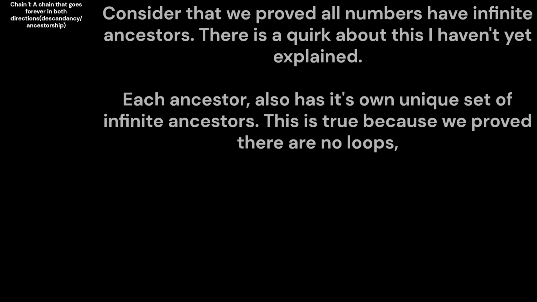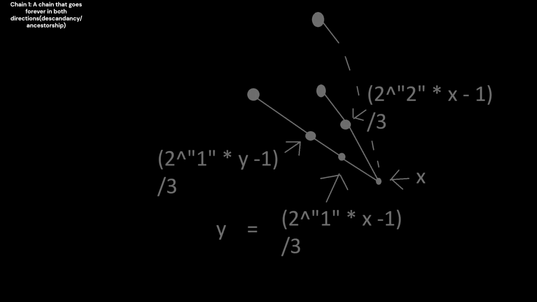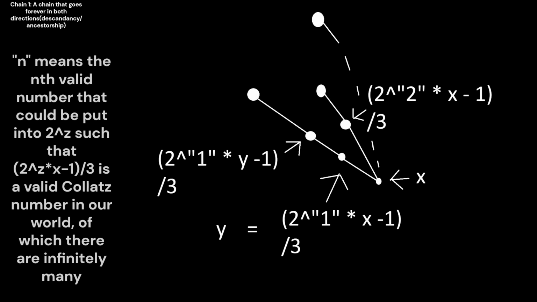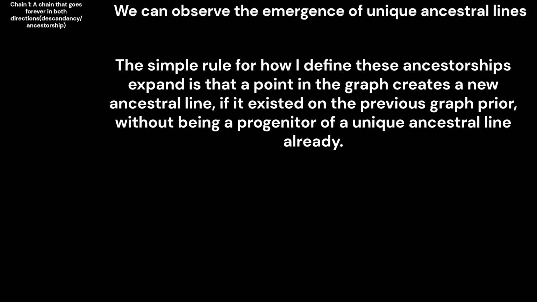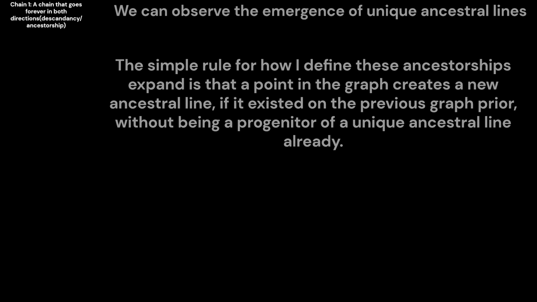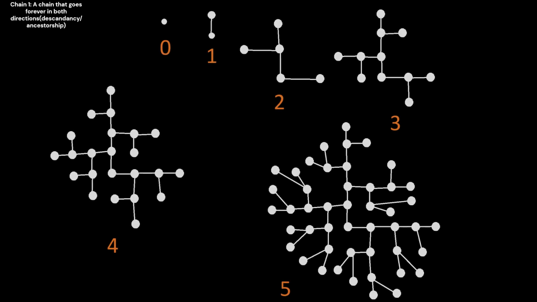Previously, I proved all numbers have infinite ancestors, but each of those numbers also has their own set of infinite ancestors. This diagram is showing an expansion of this idea, where 2, in quotation marks, means the second ancestor of a specific number, whereas 1, in quotation marks, means the first ancestor. These create unique ancestral lines, and we can expand their growth with a simple rule. If it exists on the prior graph, give it its own ancestral line, which means, in quotation marks, 2, and then extend all lines. This picture shows this rule being applied, and here is a literal number example.